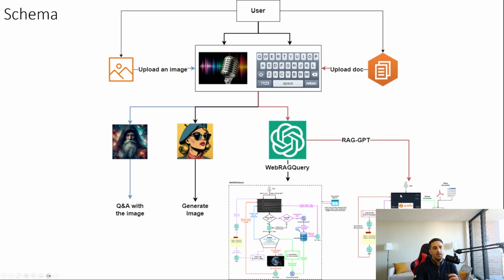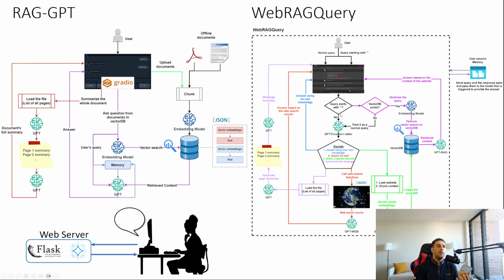So this is the project schema of our multimodal chatbot. As you can see here on the right, we have RAG-GPT, and here we have WebRAGQuery. So those two chatbots that we developed are two arms of this multimodal chatbot. On the other side, our user can start interacting with our chatbot using text or voice. We can also upload an image, or we can upload a document. That document is going to either go through the RAG pipeline for Q&A, or we can ask for a summary of that document.